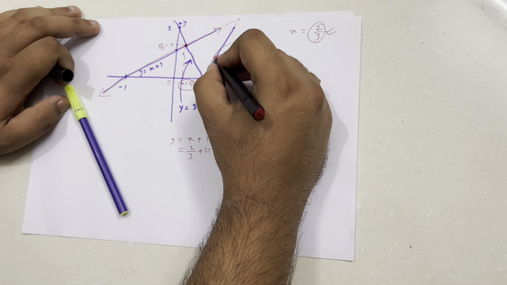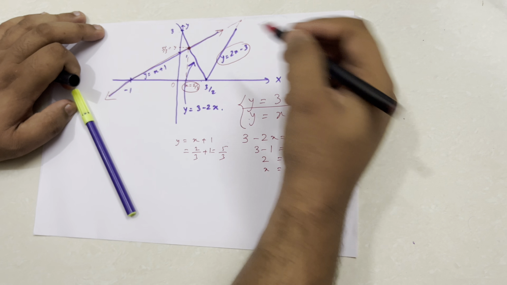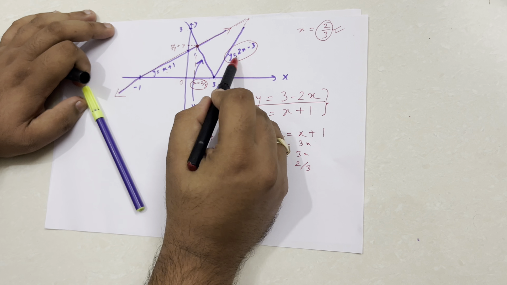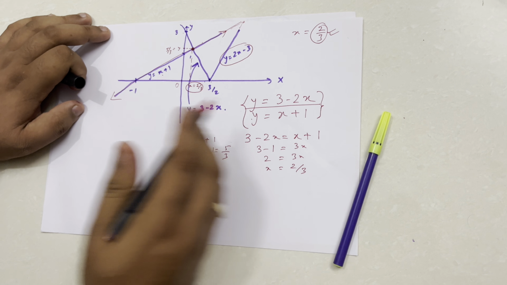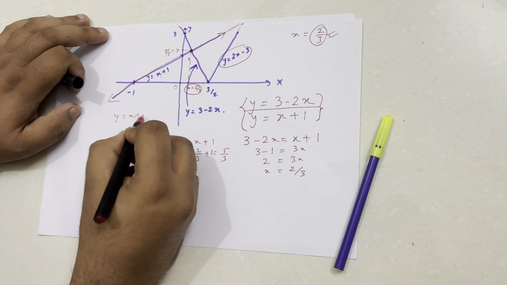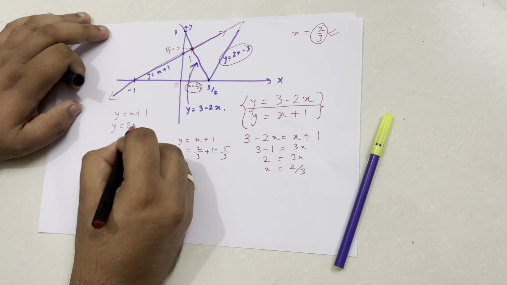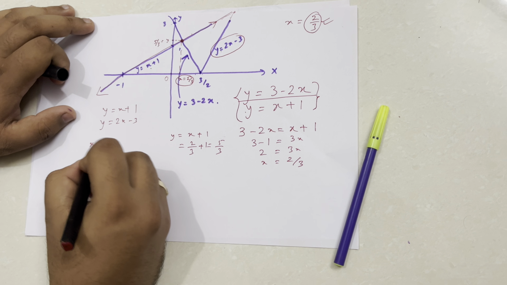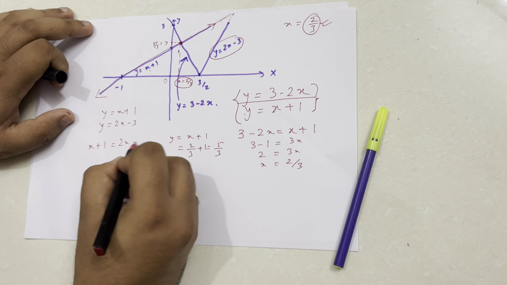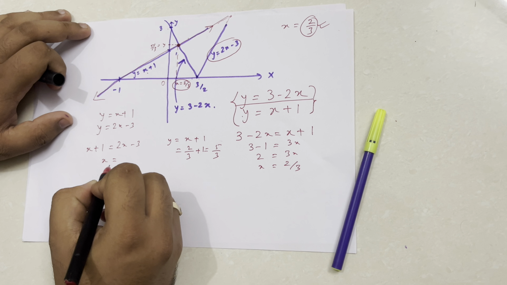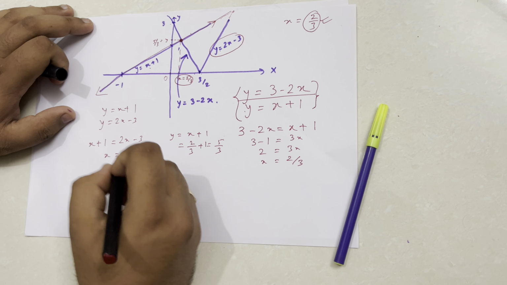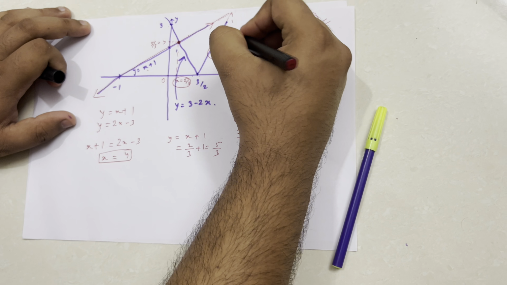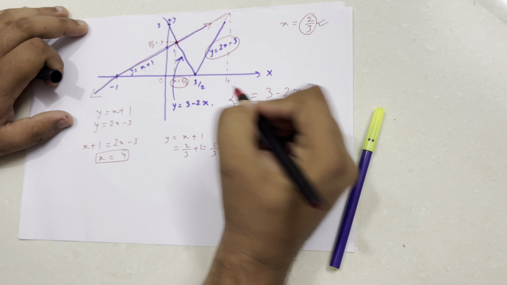You are also suspecting that y is equal to 2x minus 3 will also cut this line. This line's equation was y is equal to x plus 1, and this is y is equal to 2x minus 3. Let's solve this equation. x plus 1 equals 2x minus 3. So x becomes equal to 4. So they cut each other at x equals 4.